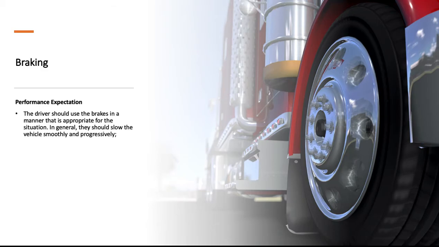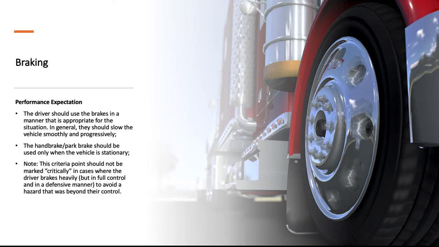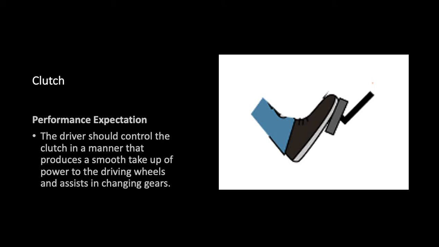Braking. The driver should use the brakes in a manner that is appropriate for the situation. In general, they should slow the vehicle smoothly and progressively. The handbrake/park brake should be only used when the vehicle is stationary. This criteria point should not be marked critically in cases where the driver brakes heavily, but in full control and in a defensive manner to avoid a hazard that was beyond their control.